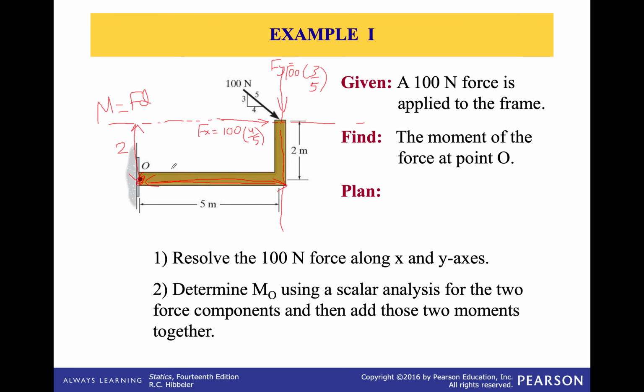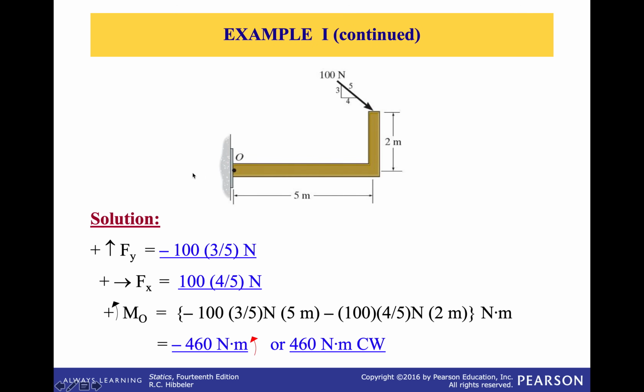Remember that the moment has a sense of rotation. So for Fx, it's going to rotate clockwise, and for Fy it's going to be clockwise. That's Fy. So we're going to look at these in more detail. So this is what's going to happen. This is your Fy, as we talked about before. So the Fy is going down.